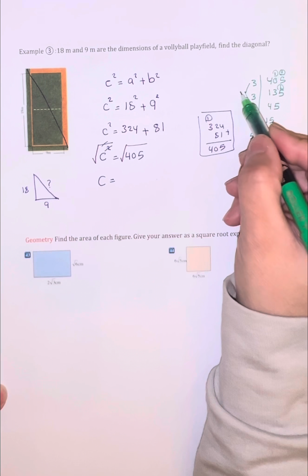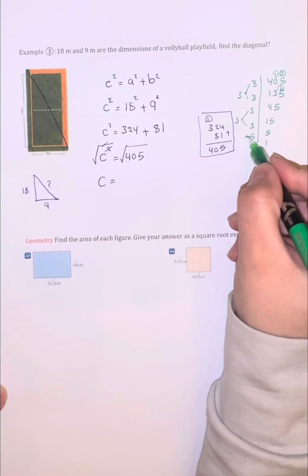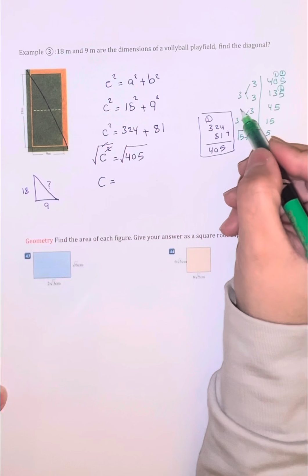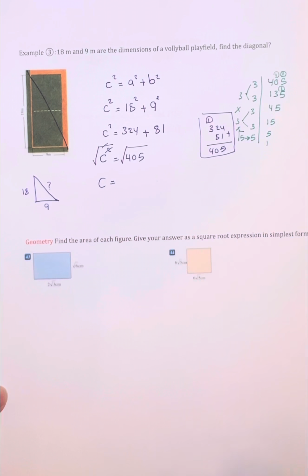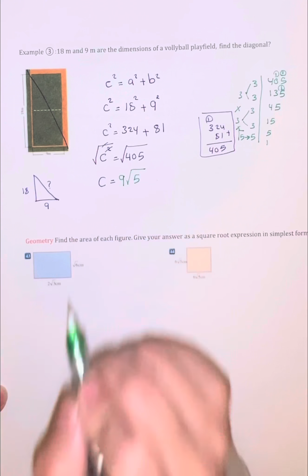From two same factors, I will choose one factor alone outside the square root, and there is a multiply between them. The answer will be 9 square root of 5.